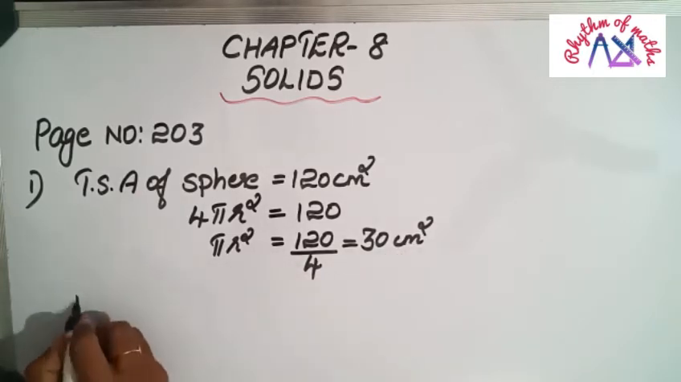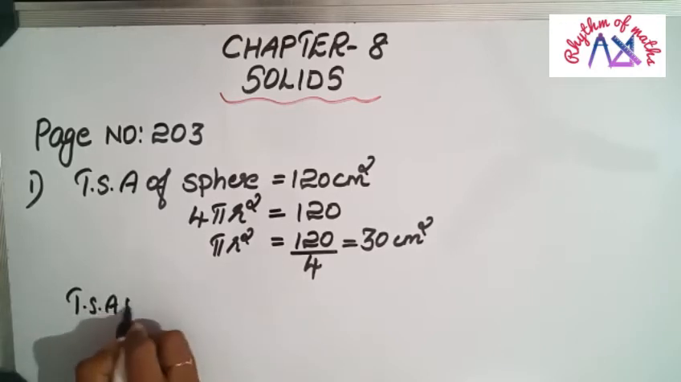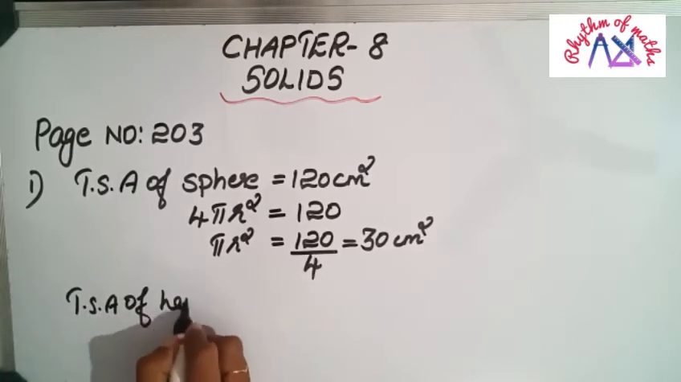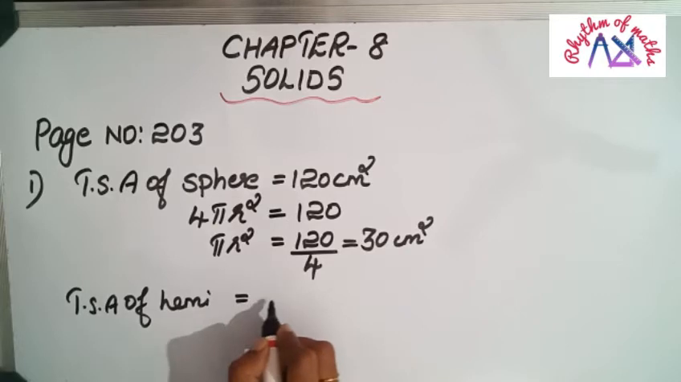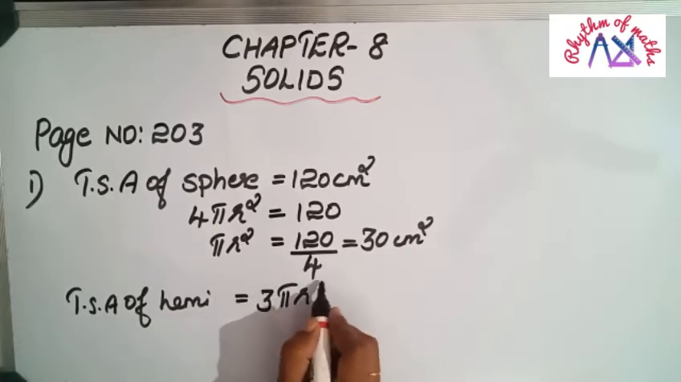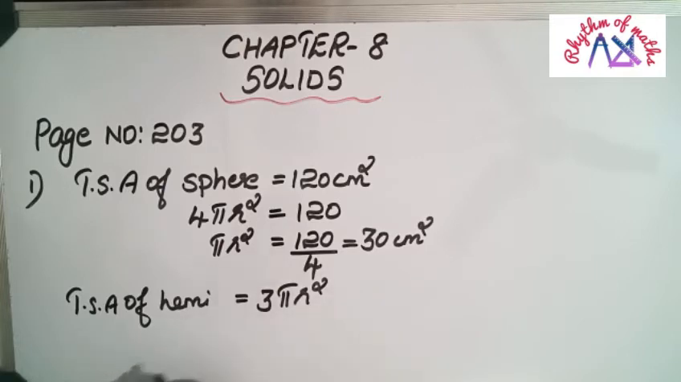What do we want to find? TSA of hemisphere we want to find. What is the equation? The equation is 3 pi r square. Okay, 3 pi r square is the equation.